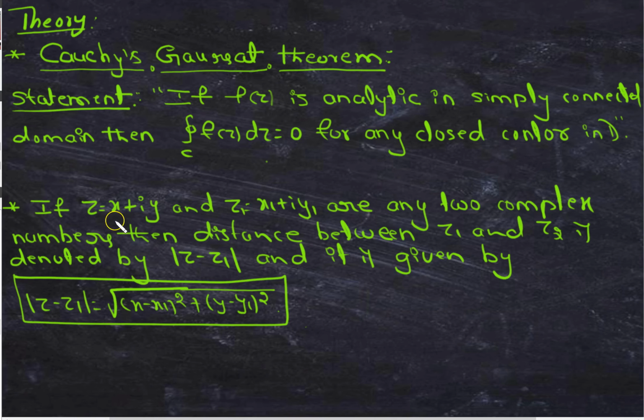And if z is equal to x plus iy and z1 is equal to x1 plus iy1 are any two complex numbers, then the distance between z and z1 is denoted by modulus of z minus z1, and it is given by the square root of (x minus x1) square plus (y minus y1) square. In this way we can calculate the distance between any two complex numbers. Now come back to that example.